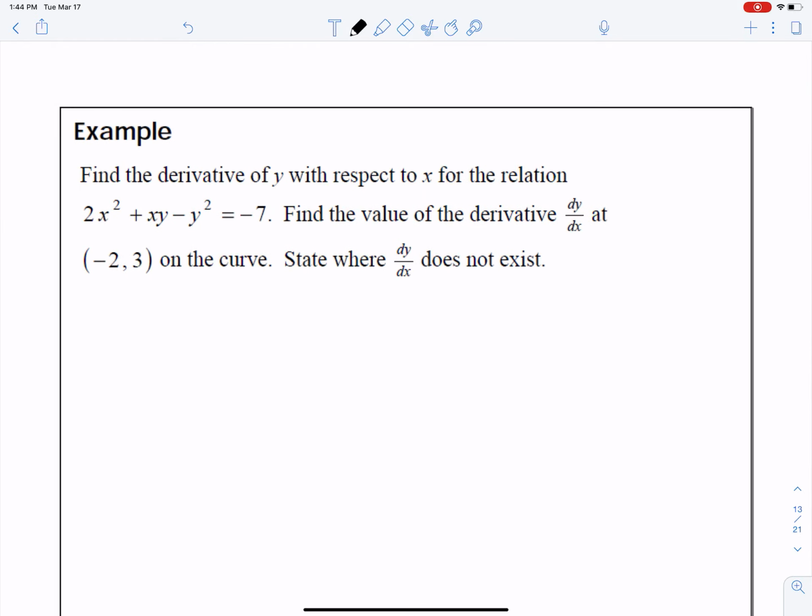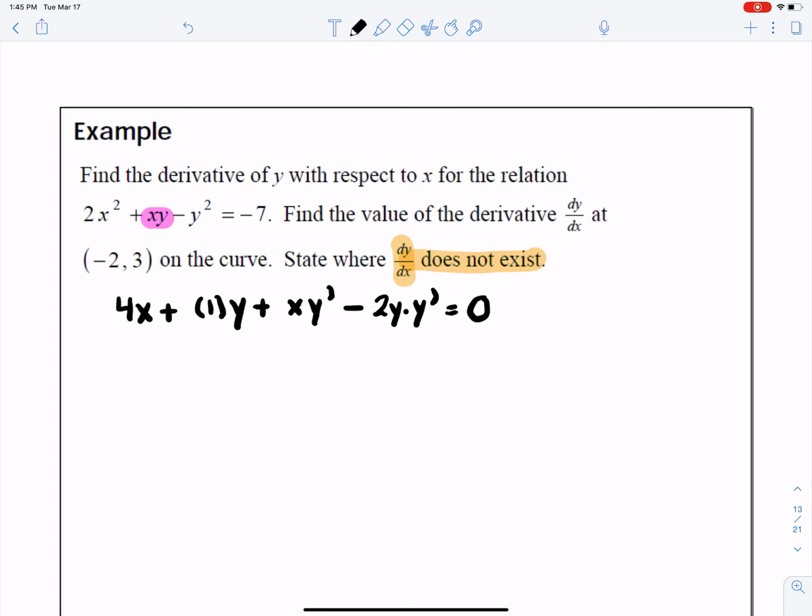Now over here it gets a little bit harder because we have x's and y's mixed, so we've got to watch the product rule. And we're also asked another question where we're finding where dy/dx does not exist, so it's kind of like a domain issue question. So let's start with the derivative. The derivative of 2x squared is 4x. Now I'm going to do product rule for the xy term. The derivative of the x is 1 times the second, plus I leave the x the same times the derivative of y, which is y prime, minus the derivative of y squared, which is 2y times y prime, equals 0.